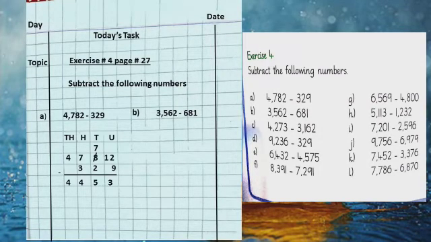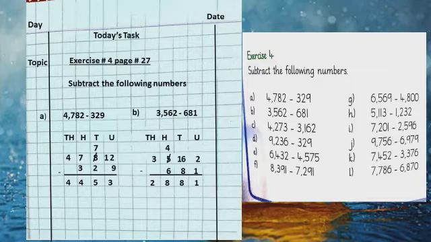Next, B part, we have numbers 3562 minus 681. First, we arrange these numbers vertically and start subtraction from the units column. 2 minus 1 is equal to 1. Next, 6 minus 8. The top value of the tens column is smaller than the lower value. So we borrow 10 from the hundreds column. So the top value of the tens column becomes 16 and the hundreds column value becomes 4. So 16 minus 8 is equal to 8.